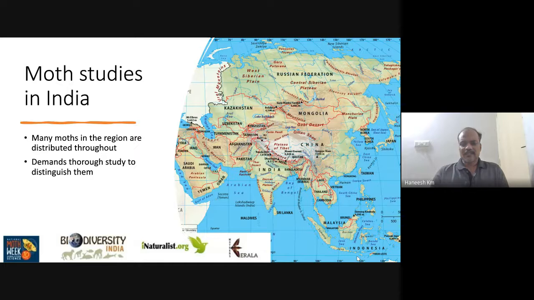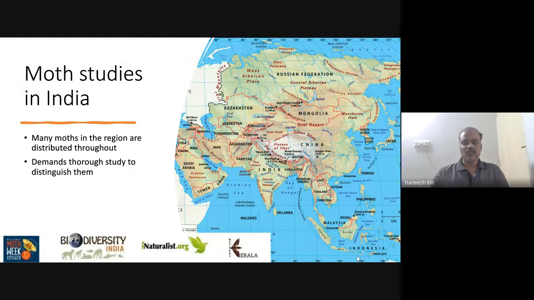But another interesting thing is that, especially in South Asia, when we are talking about moths, most of the moths overlap in this area. Some moths which we find in Japan are also found in India. It is not like butterflies. Butterflies are slightly more localized, so they may not range very far away. But unlike butterflies, moths are more widely spread.